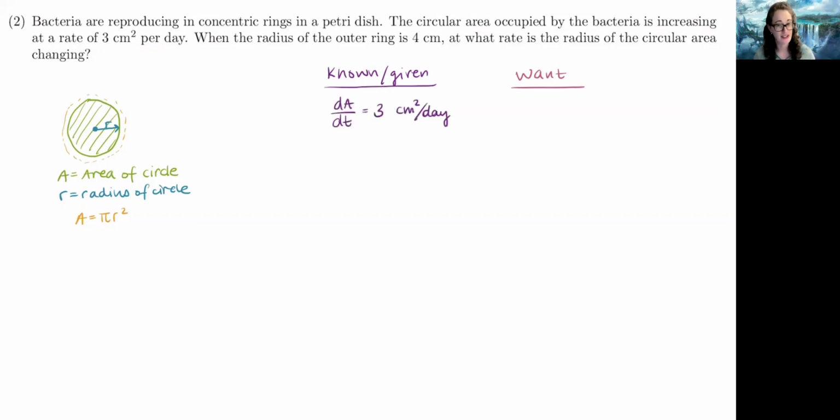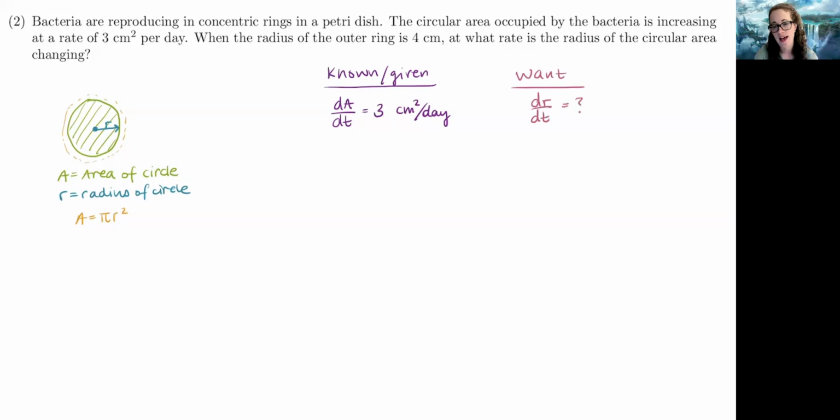Okay, so I put that under the known or given column. Then the next sentence says, when the radius of the outer ring is 4 centimeters, at what rate is the radius of the circular area changing? So at what rate is the radius changing? The rate of the radius, that symbol is dr dt. So that's what we're looking for.